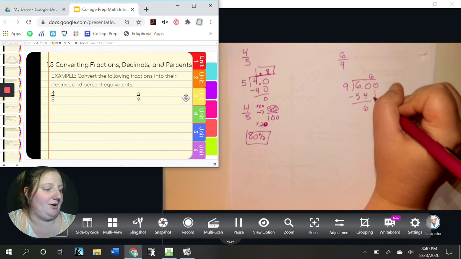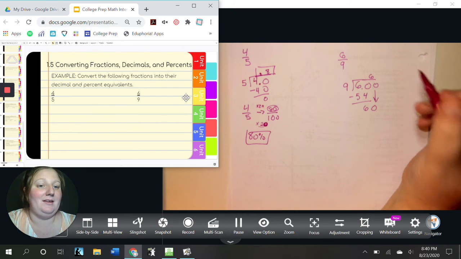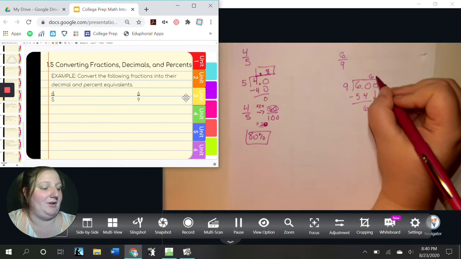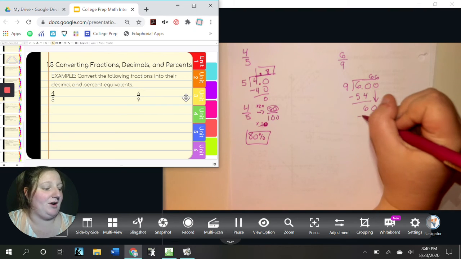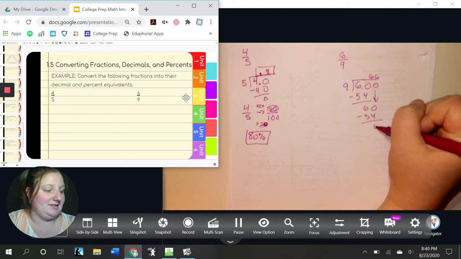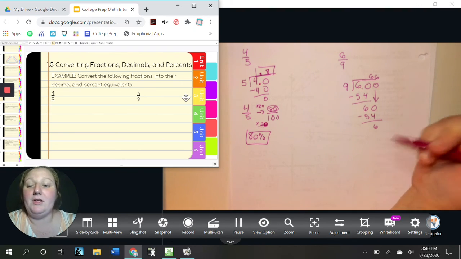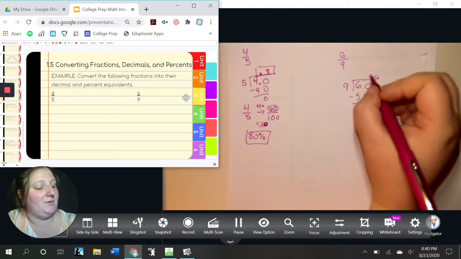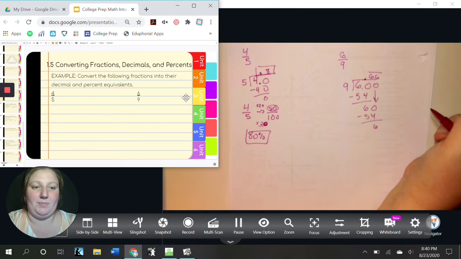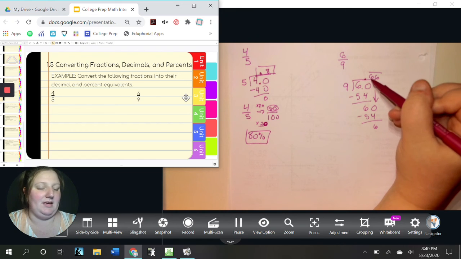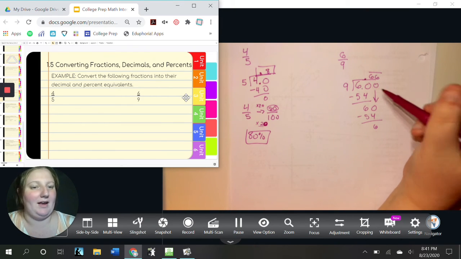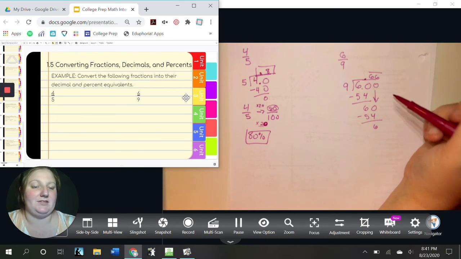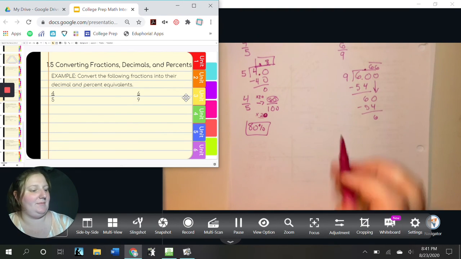So we add a 0, bring it down. How many times does 9 go into 60? Well, that would give us 6. So we've got stuck in a pattern, because if we keep subtracting 54, we would get 6, we would add a 0, bring it down. We're stuck in a loop. When that happens, we know that our decimal is repeating. So our decimal is going to be 0.6 repeating, or 0.66 repeating, however many you want to write. But it's going to be 0.6 repeating. So that's going to be our decimal form.